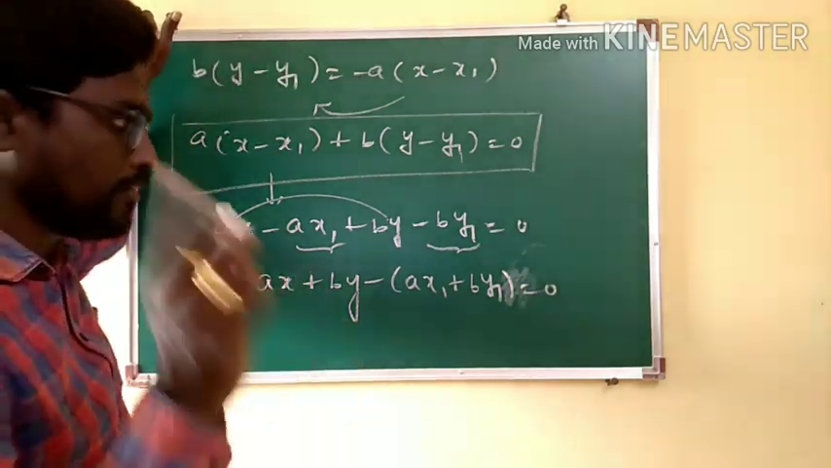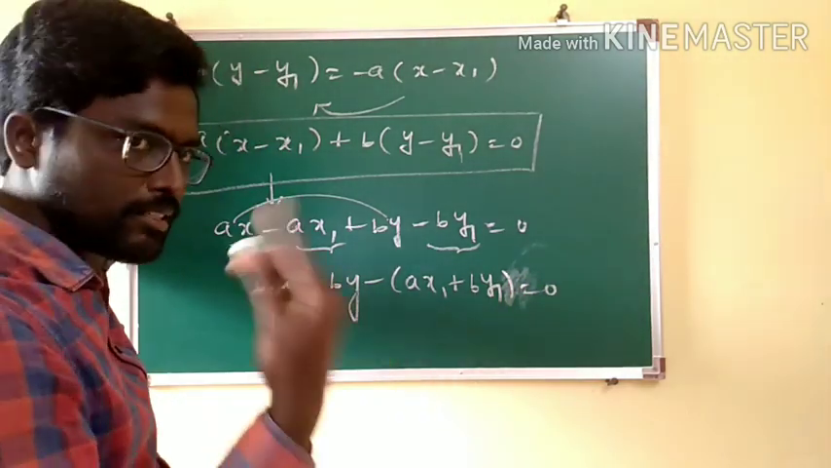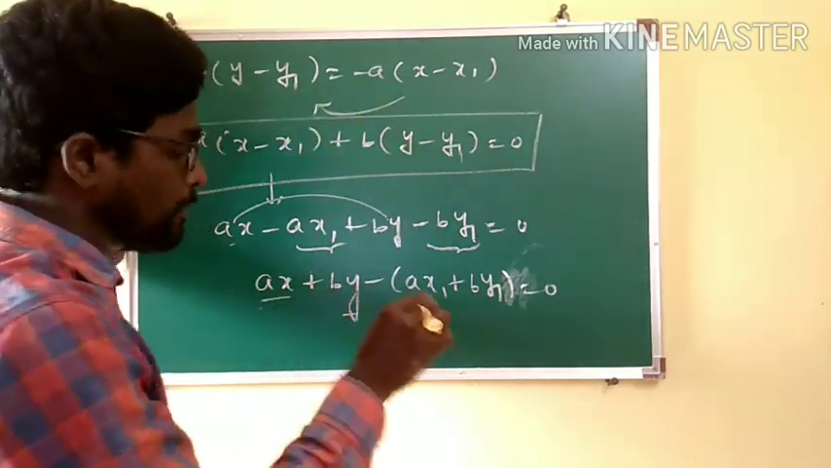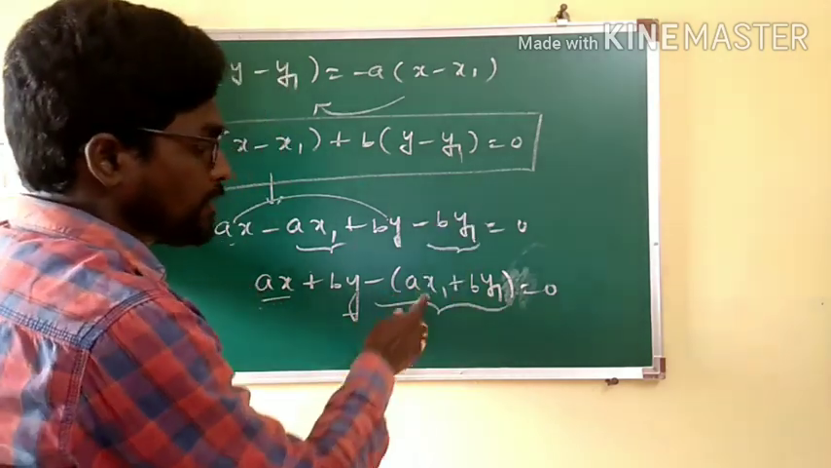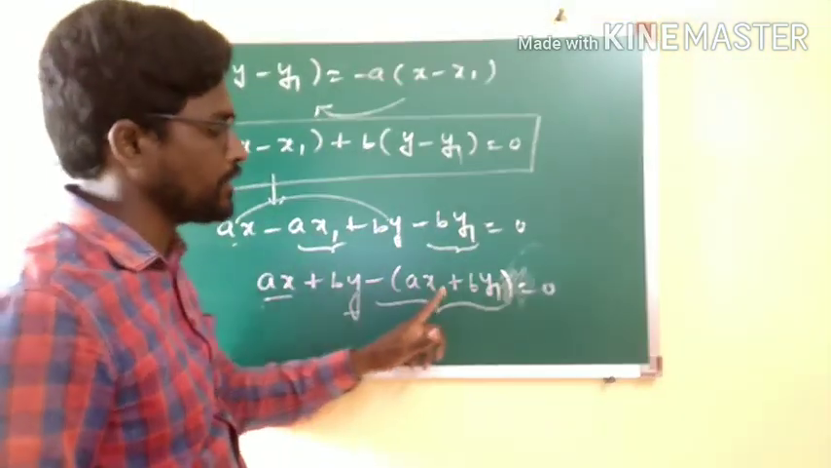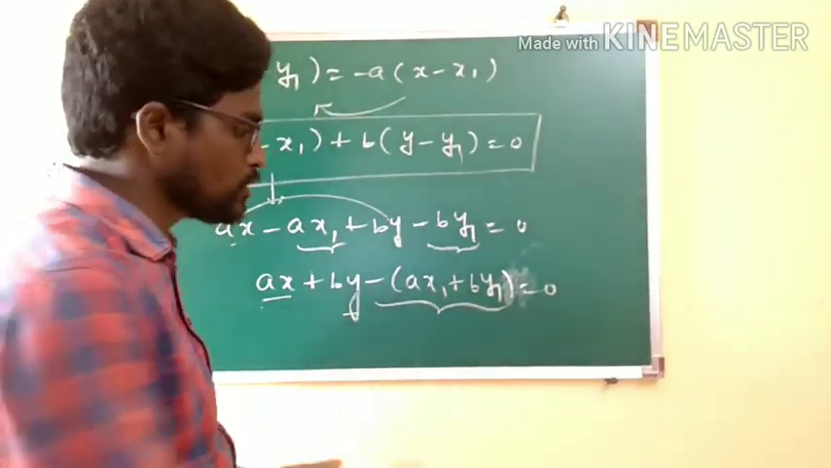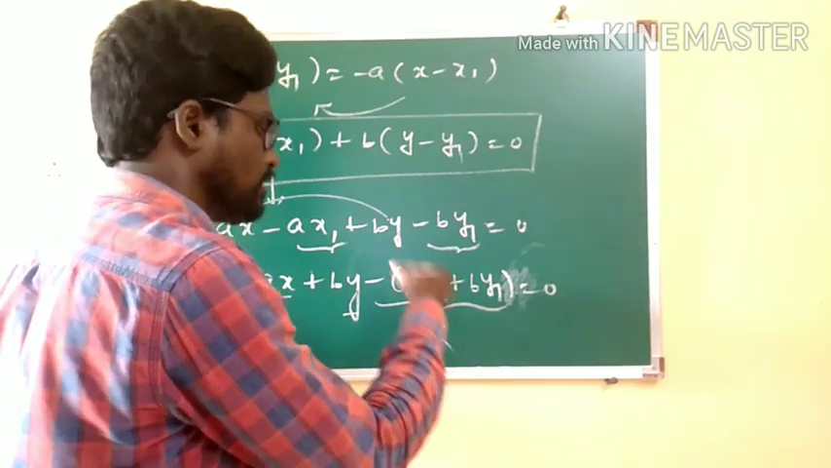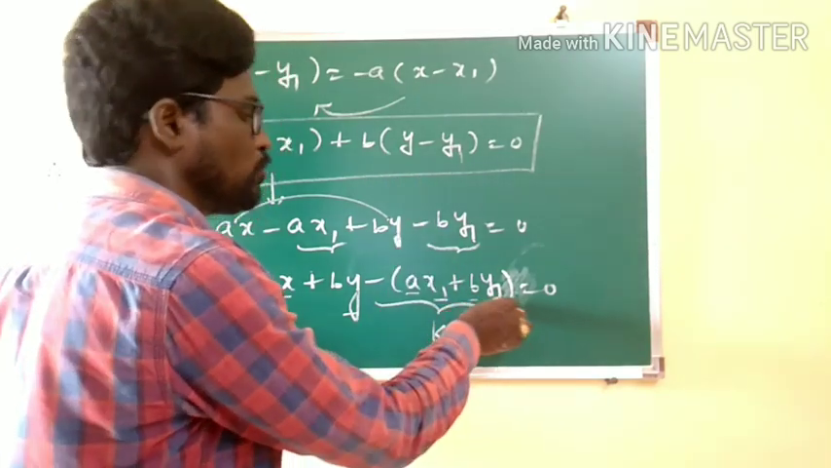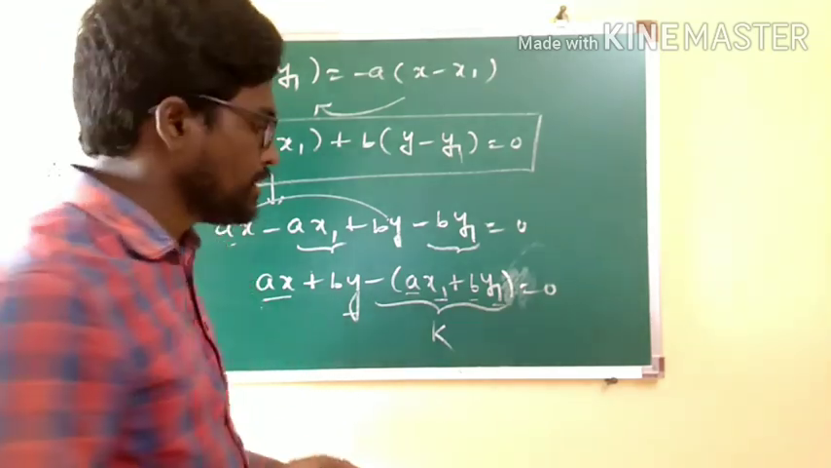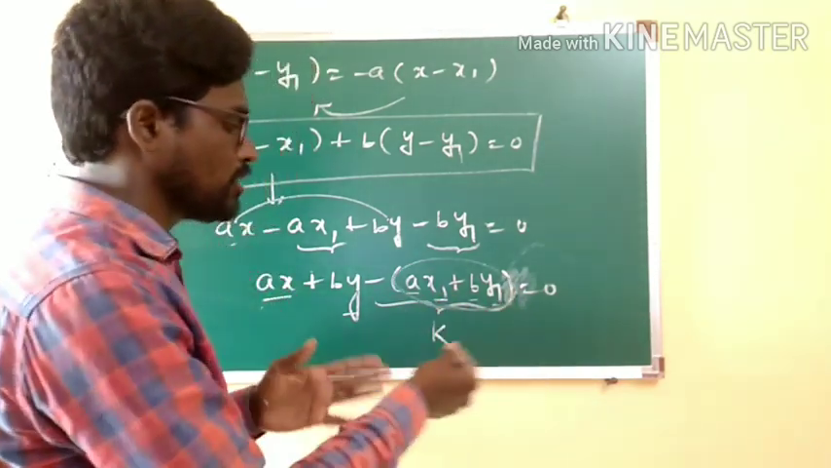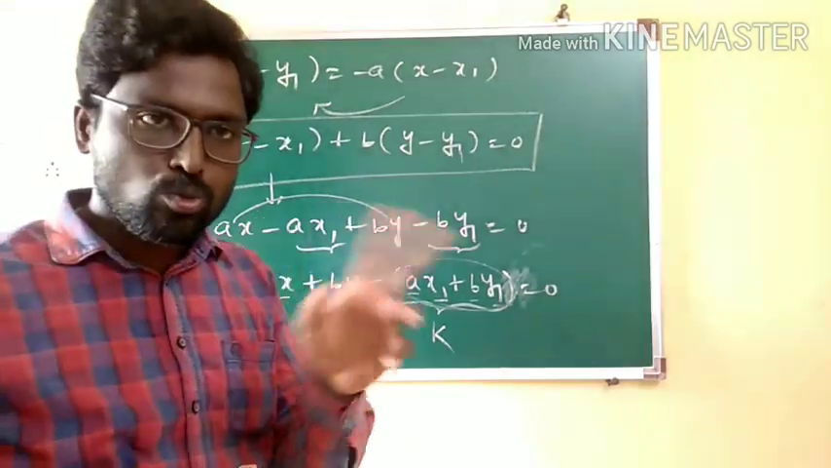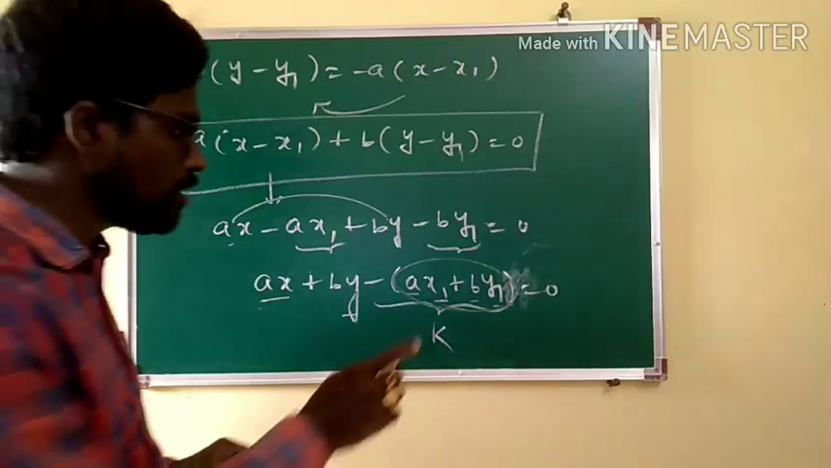See here, the given line is ax plus by plus c equal to 0. Even the required line also has ax plus by. But what is different here? The constant is different. Means minus of ax1 plus by1 is going to be some constant k, because a is constant, x1 is already given some coordinate, b is constant, so y1 also is given some coordinate. Therefore, this entire result is going to be some constant k. Means what important point you notice here? Two lines which are parallel differ by only constants.